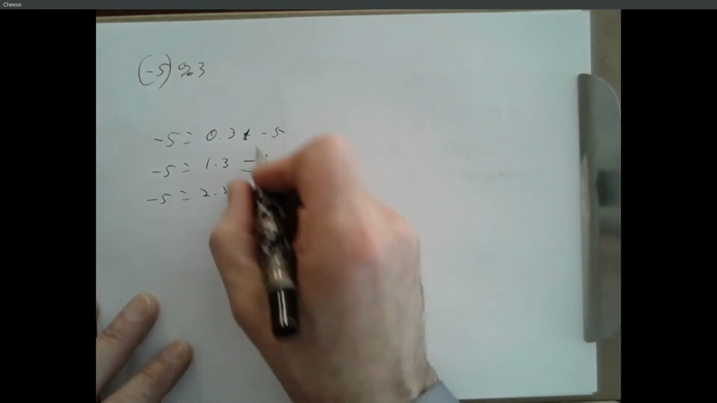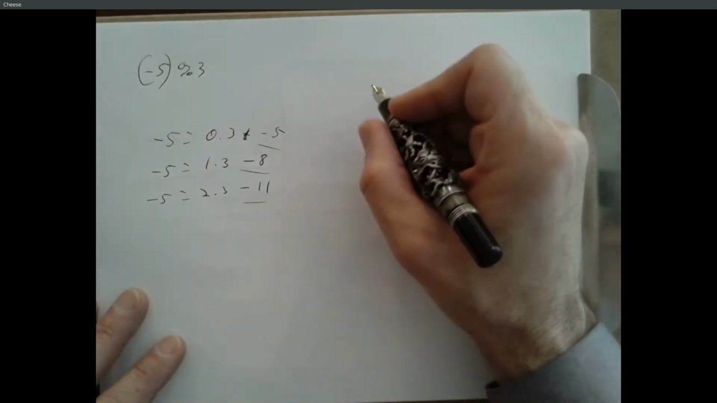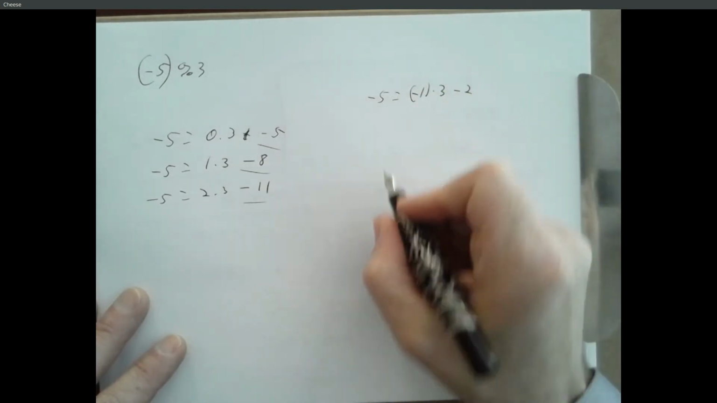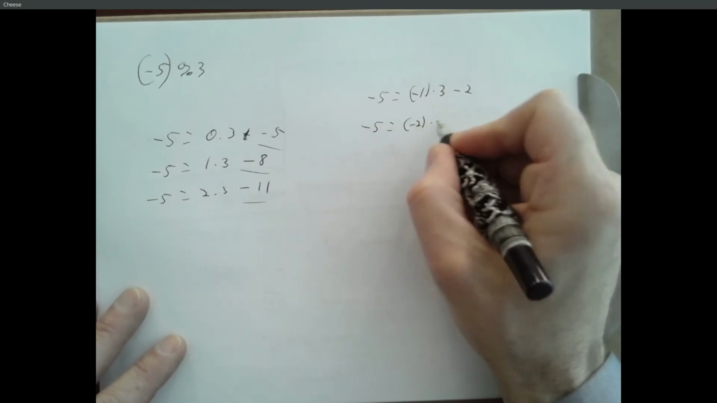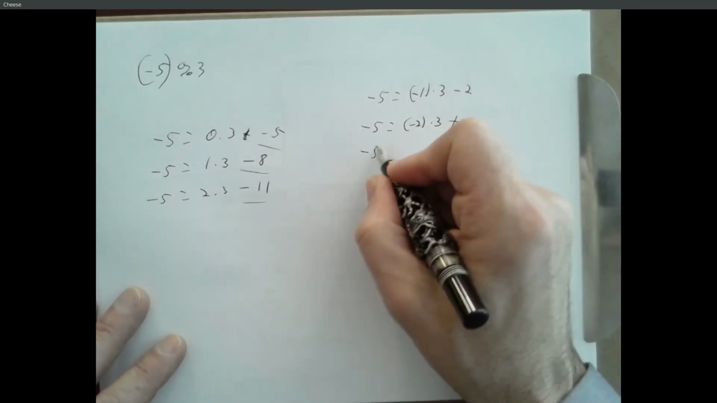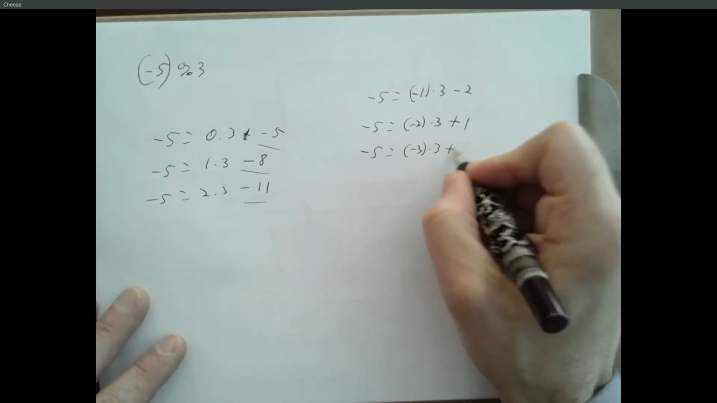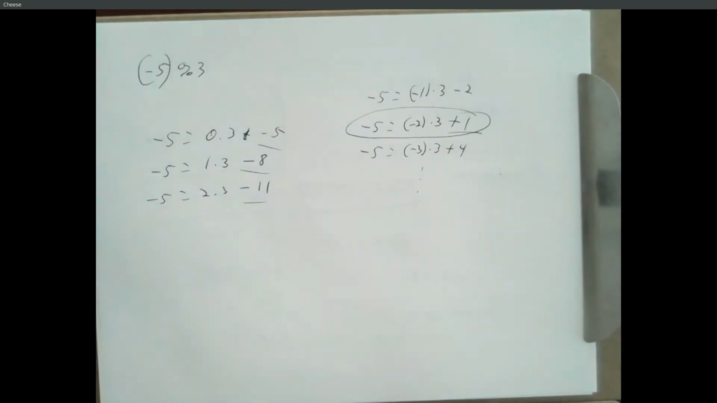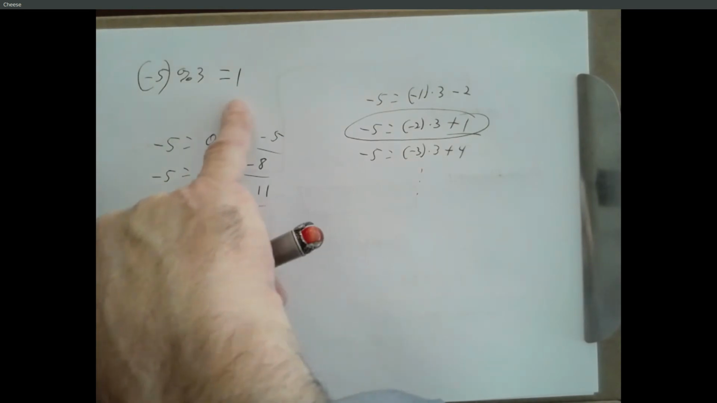And these aren't the remainders that we're interested in. So let's go the other direction. Negative 5 equals negative 1 times 3 minus 2. Negative 5 equals negative 2 times 3 plus 1. Negative 5 equals negative 3 times 3 plus 4. And here's the one that we like, because the remainder is between 0 and 2. So this should give you a 1. I don't know if C actually does that or not. I suspect, I hope it does. But when we talk about what's the remainder when you divide negative 5 by 3, we'd want the answer to be 1.